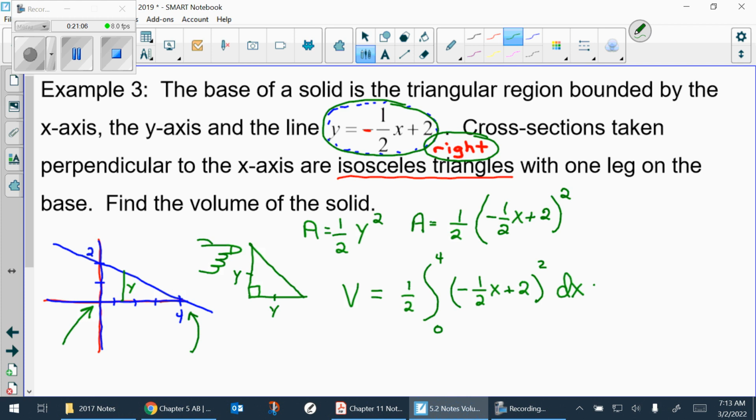So press pause. Calculator time. And I'm thinking, that's a volume.